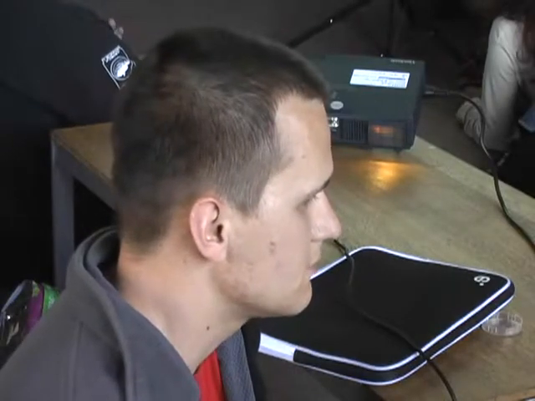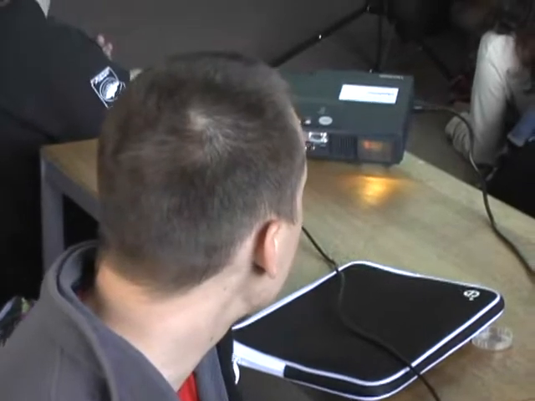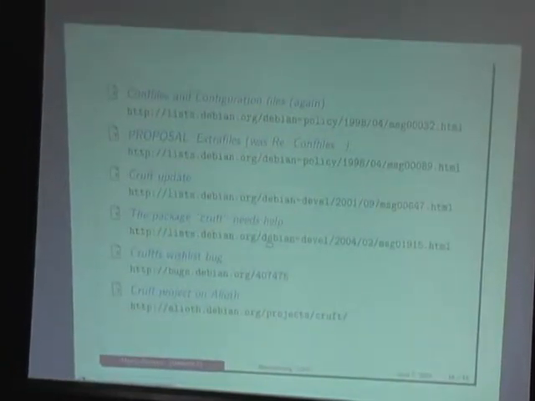Just to conclude, links to three threads on Debian policy and Debian devel that I could find from the past. There's a wishlist bug on Midnight Commander, which contains the virtual file system plugin, which is useful for large reports, and also to cruft project packages. And that's about it. Any questions?